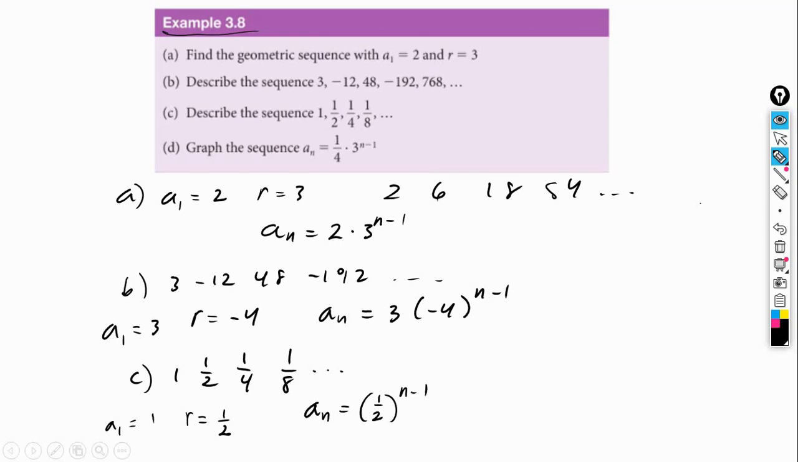For part D, they want us to graph the sequence a sub n is equal to 1/4 times 3 to the n minus 1. Now if we do it graphically, we should do it as a function, right? So we'd say that y is equal to 1/4 times 3 to the x minus 1. So this graph is obviously going to be exponential. We're going to take a look at it.